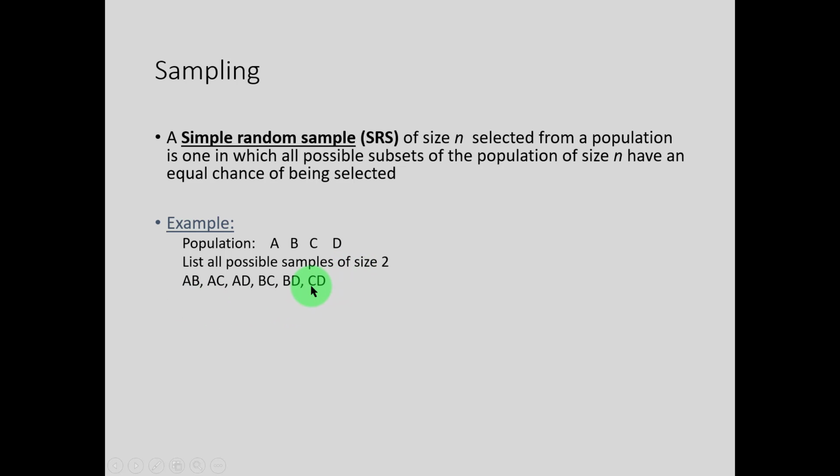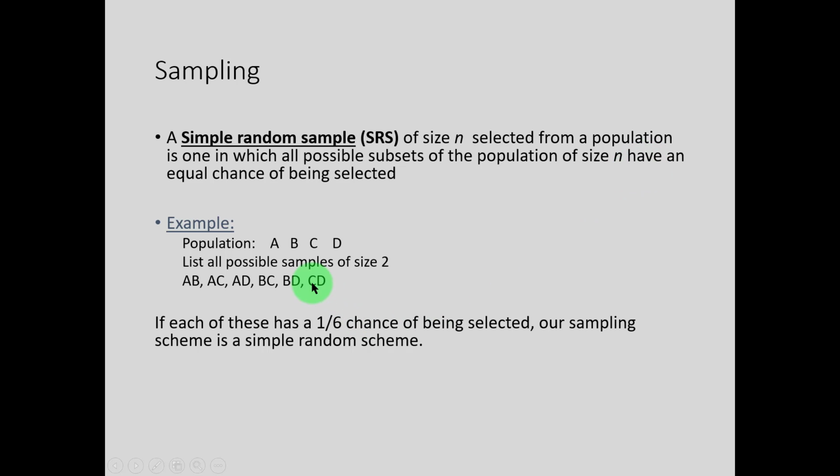Now notice, count them up. There's 6 of them. So what we've done here is we have listed all possible subsets of size 2 from this population. And since there's 6 of them, if each of those has a 1 in 6 chance of being selected, that means the sampling method is a simple random sampling method.